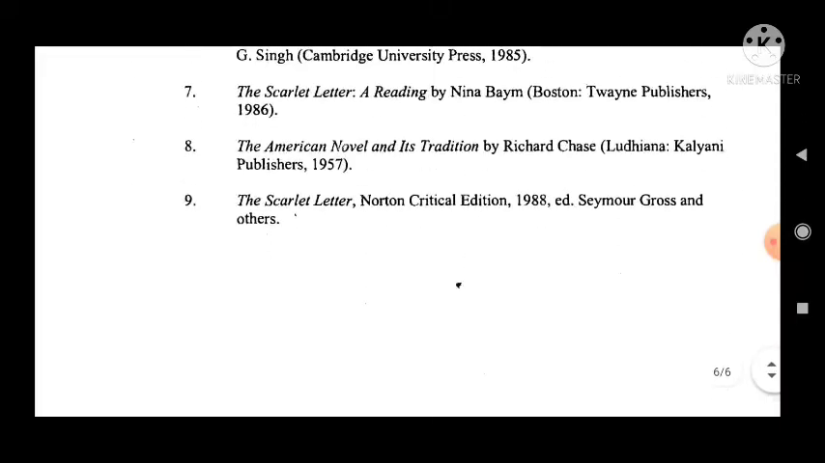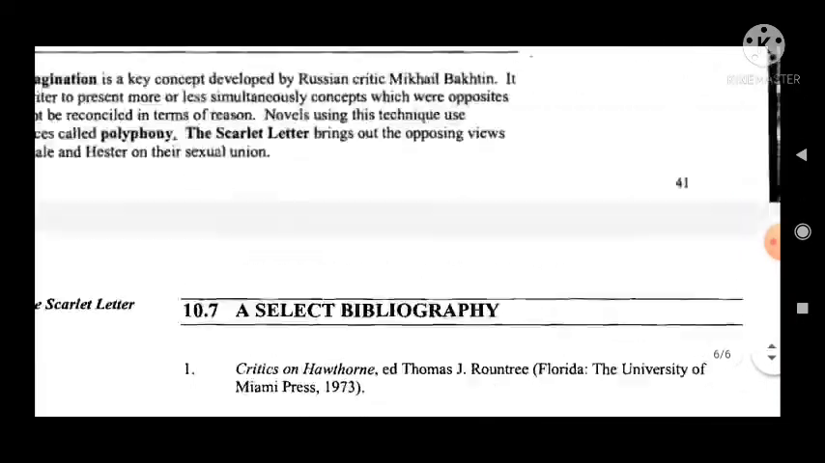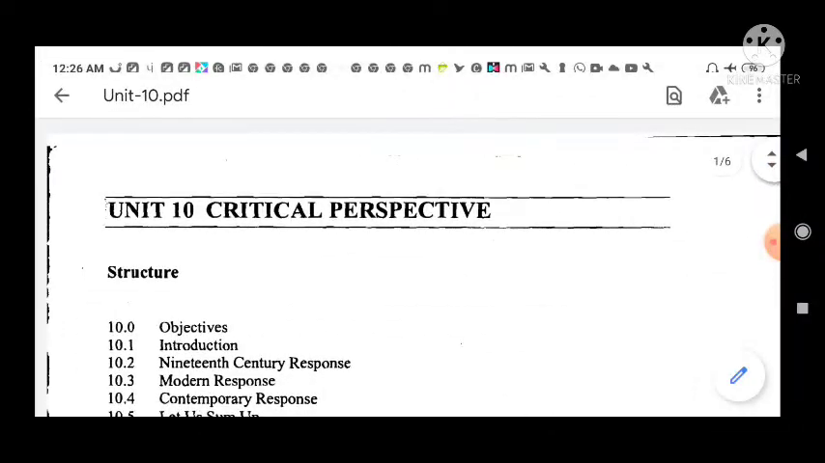So, this is all about Block 2, The Critical Perspective of The Scarlet Letter by Nathaniel Hawthorne.